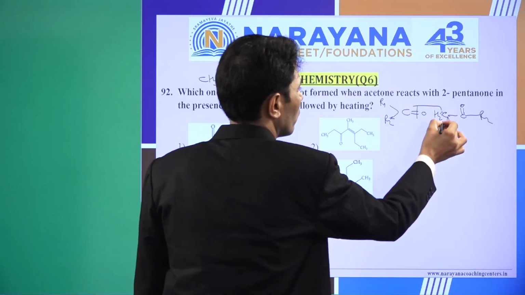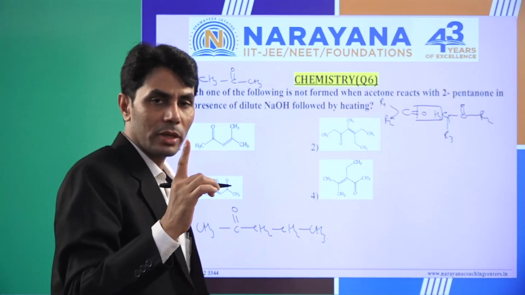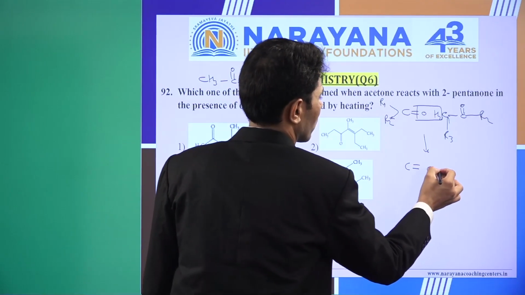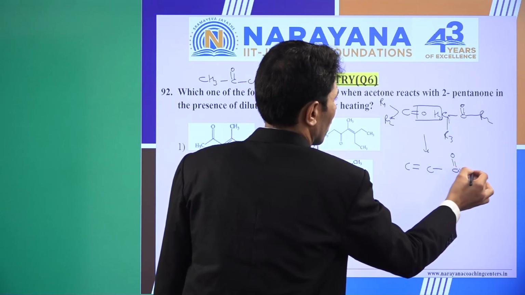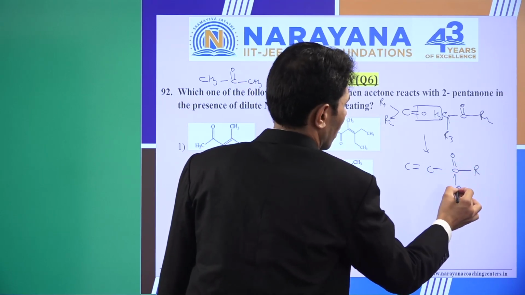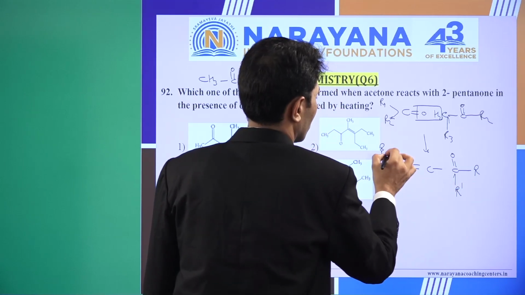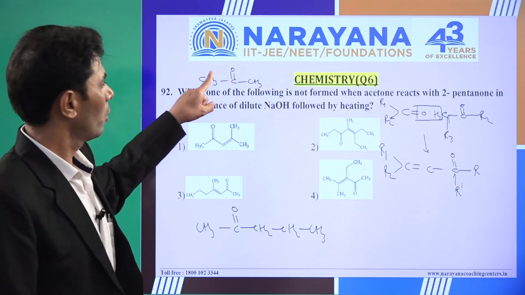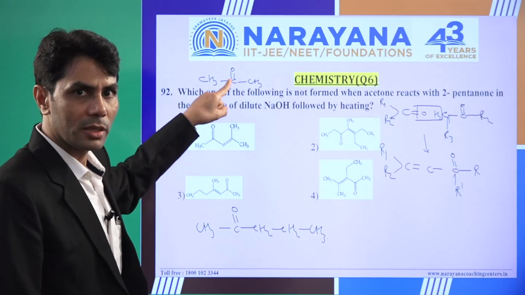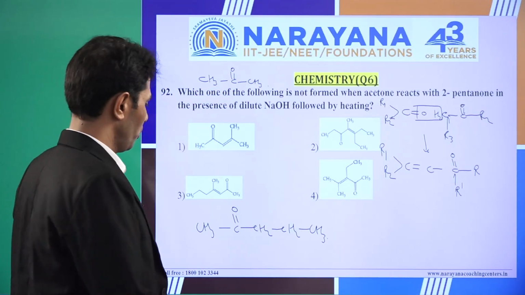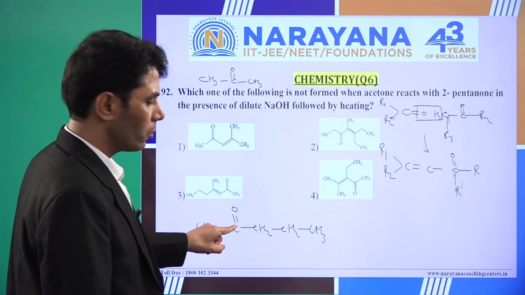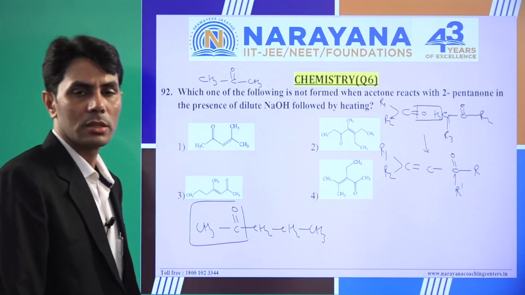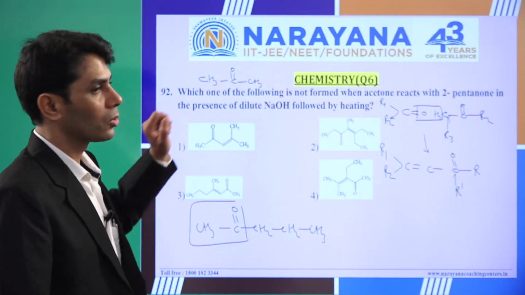Finally we have to eliminate water. So we know C double bond C bond is here. Let's say R prime, anything we can write down, R1, R. Acetone means on the second carbon from the terminal there is oxygen. In pentanone 2 also from the second position from the terminal there is C double bond O group.